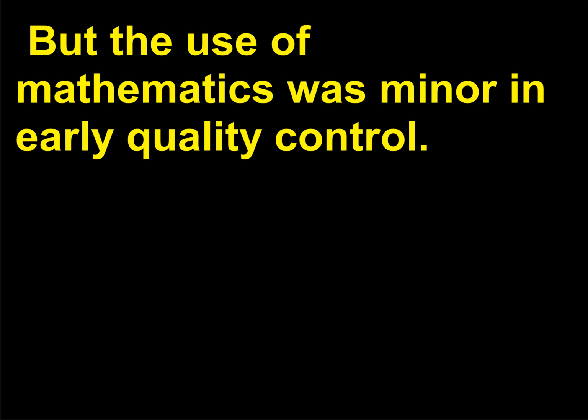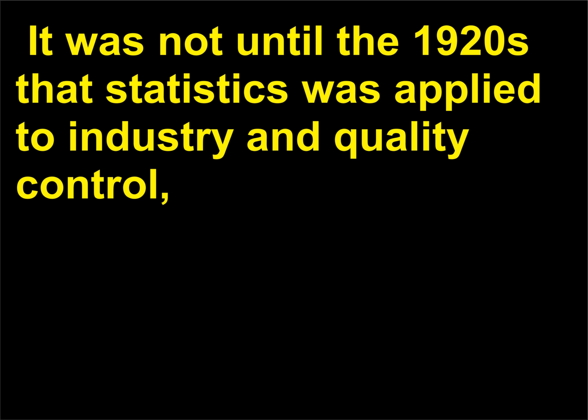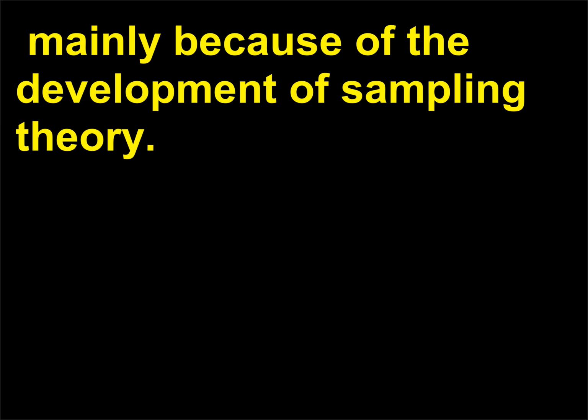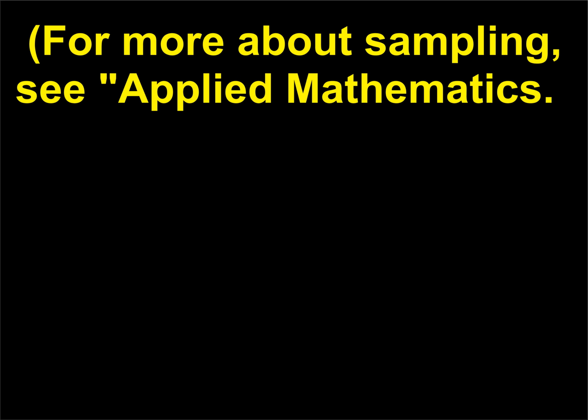But the use of mathematics was minor in early quality control. It was not until the 1920s that statistics was applied to industry and quality control, mainly because of the development of sampling theory. For more about sampling, see Applied Mathematics.